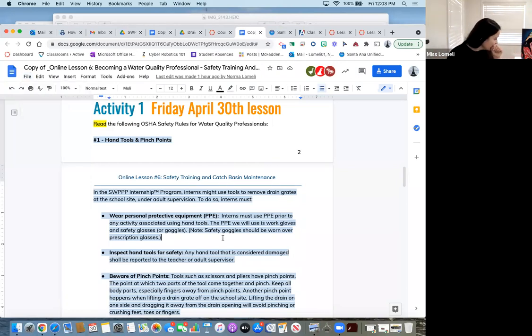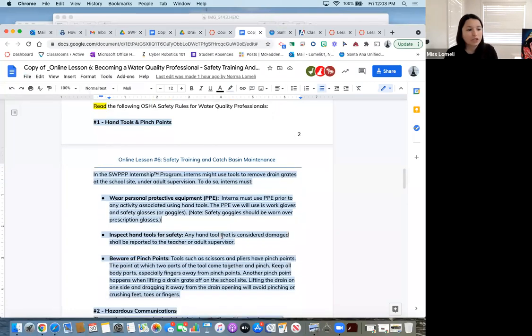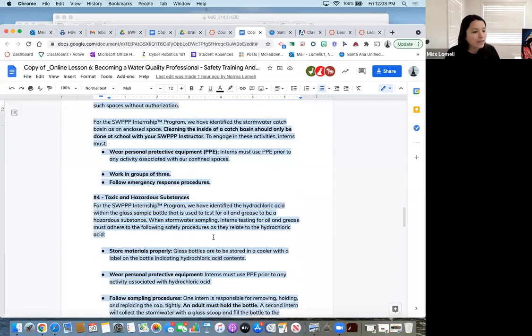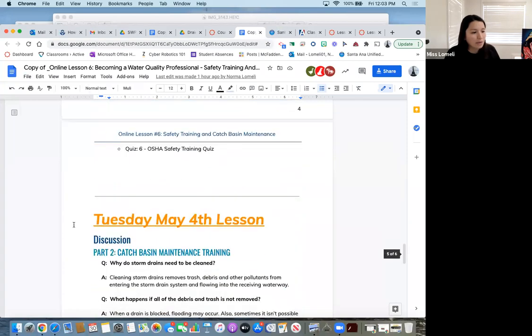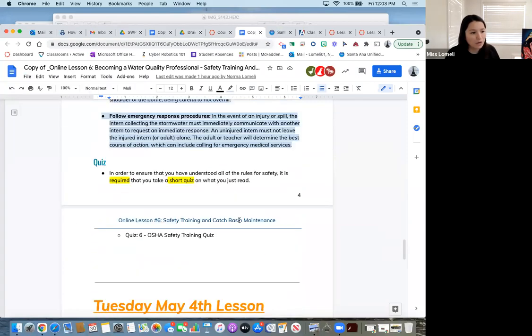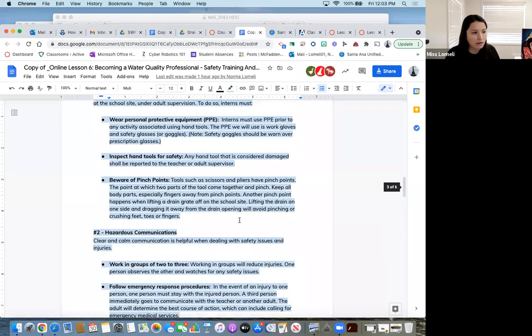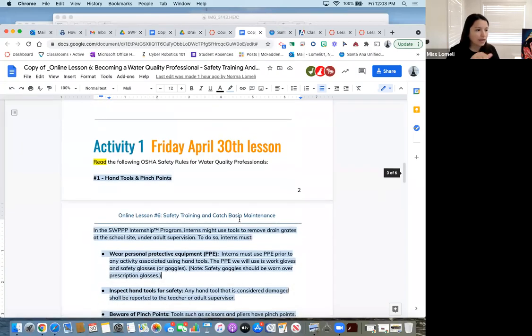All right. So again, if I go too fast or too slow, there it is. We're just doing the blue highlighted part, and we're going to stop where it says Tuesday, May 4th. So this is what we're going to be doing today. Drink some water before I get started.